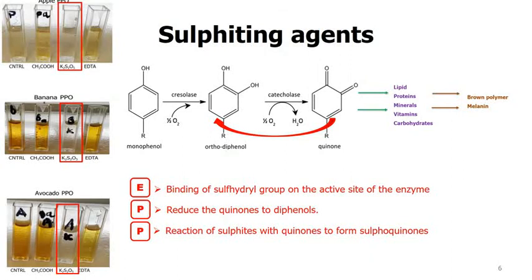And then they are also used to prevent non-enzymatic browning. So they have multifunctional roles. That's why, and they're much cheaper. So that is why they are preferred. So these sulfites, we already know where they come from.